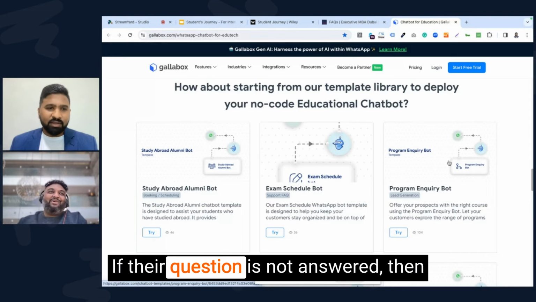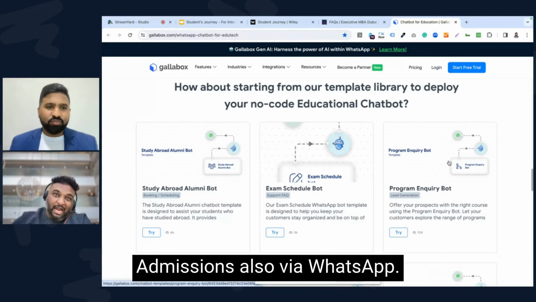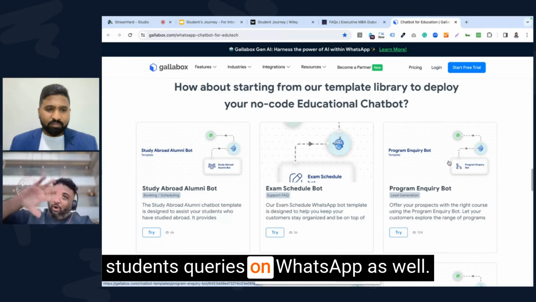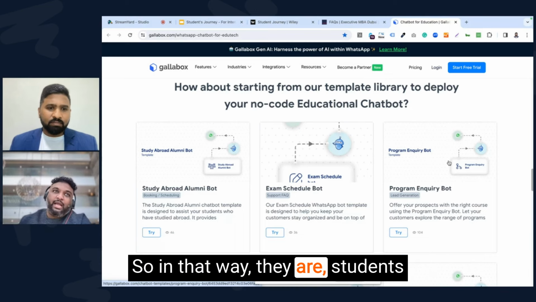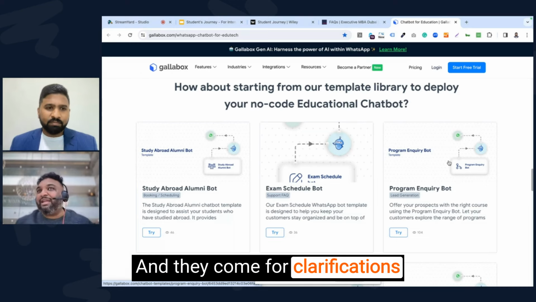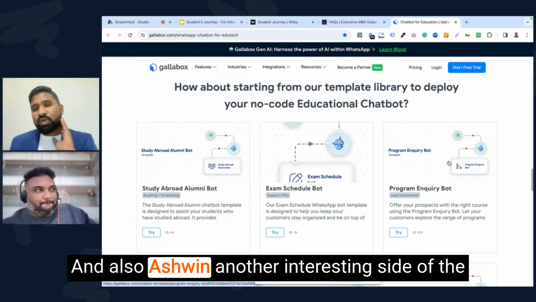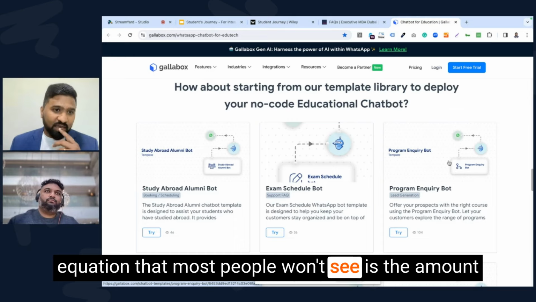If their question is not answered, then when they connect to admissions, admissions can also reply to students' queries via WhatsApp as well. That way students are extremely well informed and they come for clarifications and further queries if required.